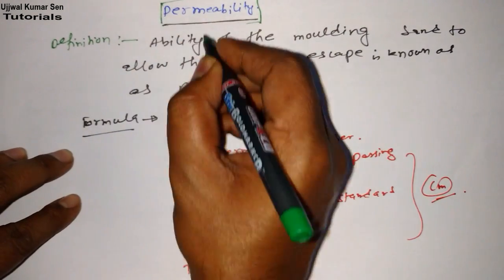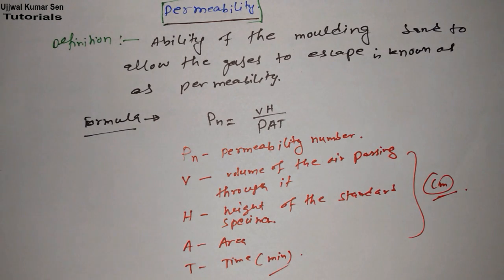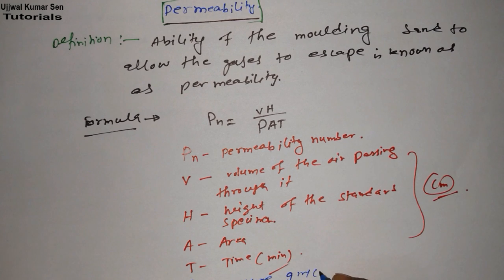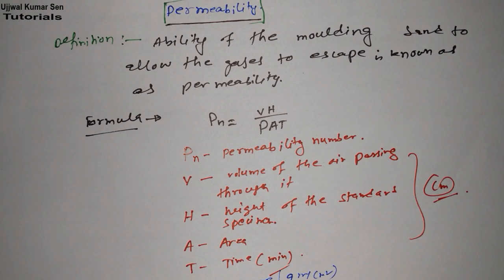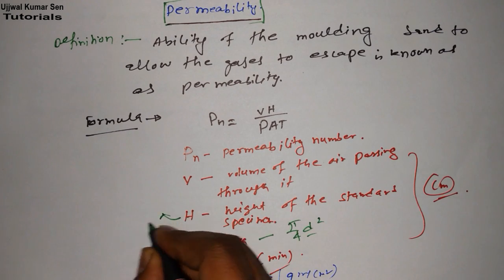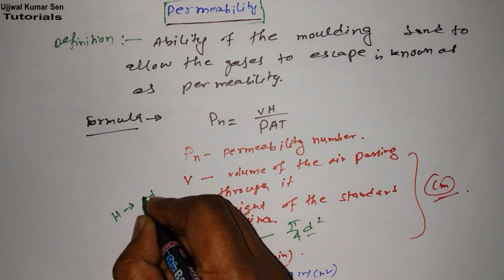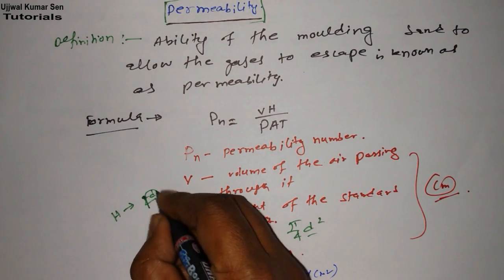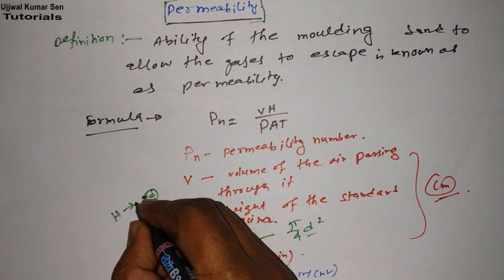Now, permeability. Let's go to that problem, but before solving it, let me share one thing. P is pressure, and pressure is always given in numerical problems I have seen in gram per centimeter square. Area can be found by this formula, pi by 4 into d square, and the height h is equal to 2d, and s equal to d.